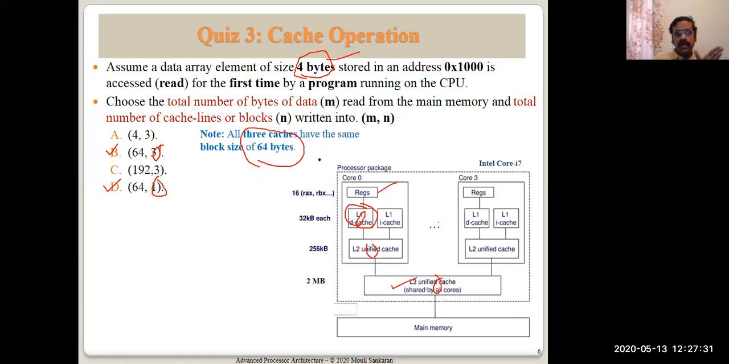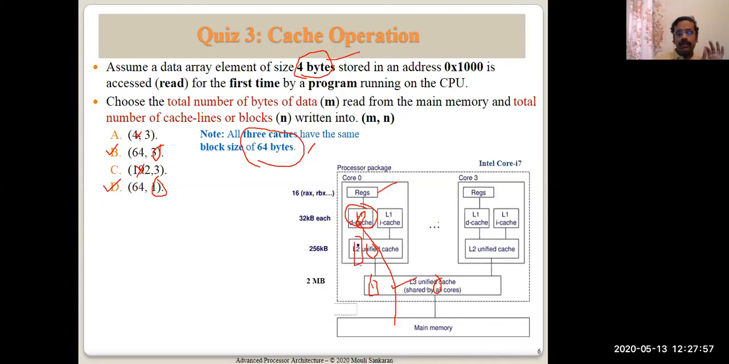And then since all block sizes are 64, the same size 64 block is moved from the main memory to the cache. So the first option, 4, is not correct, and this is also not correct, because the actual number of bytes taken from the memory is only 64. It's not 192. Don't think that one set of 64, another set of 64 bytes will be here.